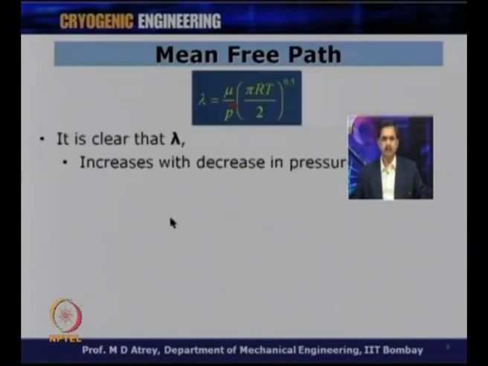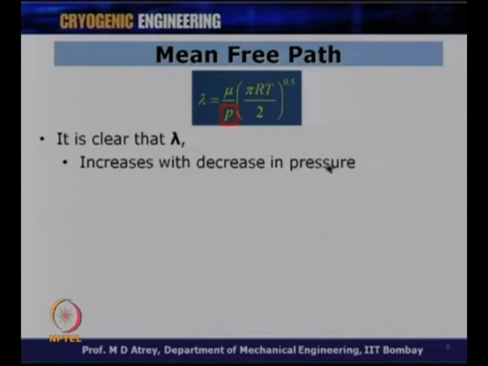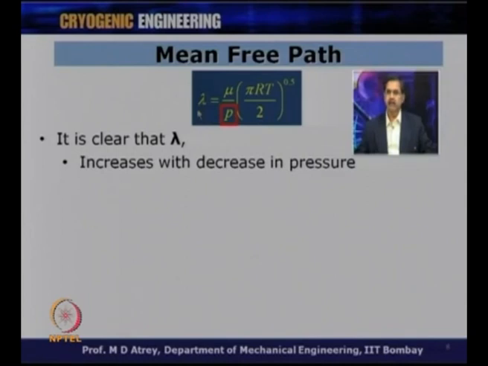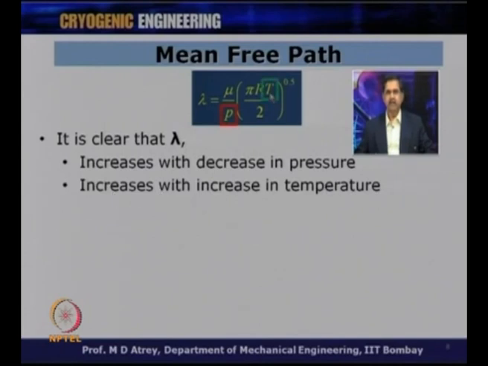Also, we understand from this that lambda increases with decrease in pressure. So, as the pressure gets reduced, the value of lambda increases. That means the distance between two collisions starts increasing, which is understandable, because as the pressure gets reduced, the number of particles gets reduced. So, the number of collisions also gets reduced, and a molecule takes a longer path to collide with another molecule. It also increases with increase in temperature. That can be understood from this, because temperature happens to be in the numerator.